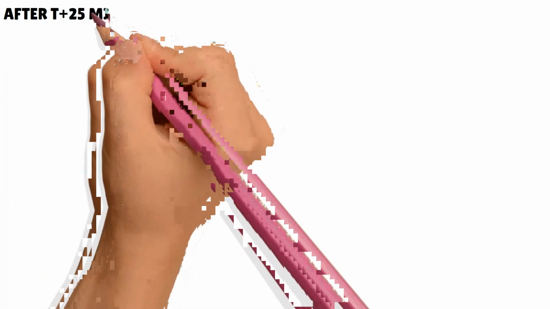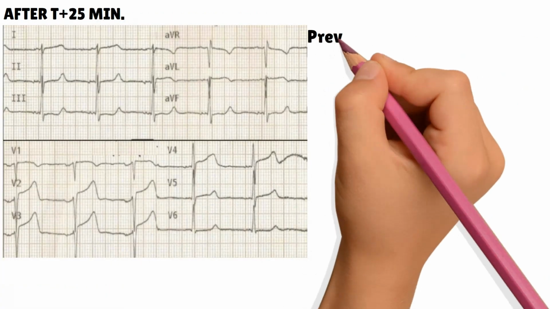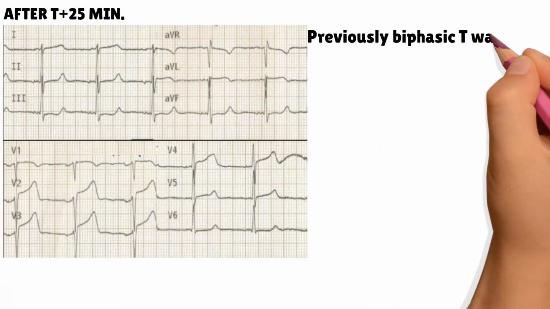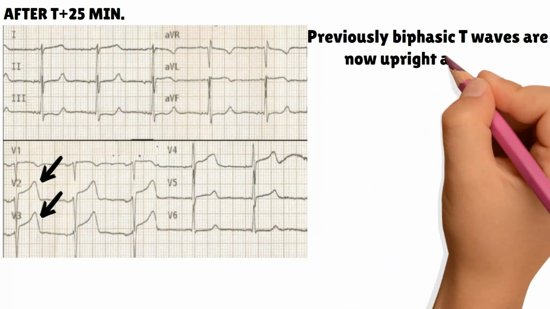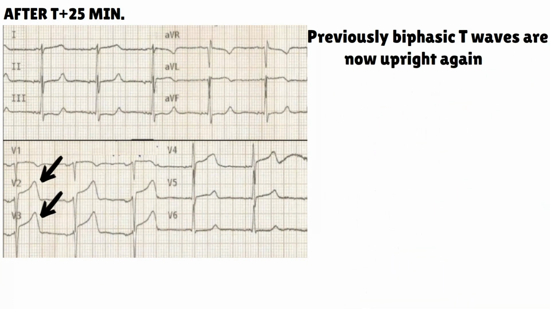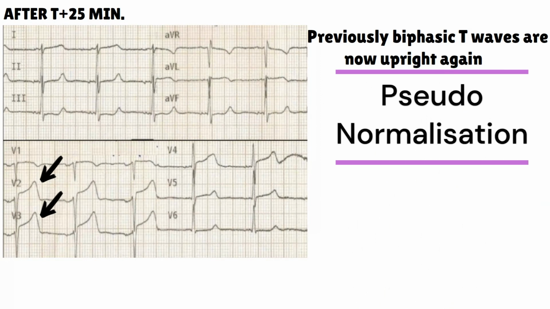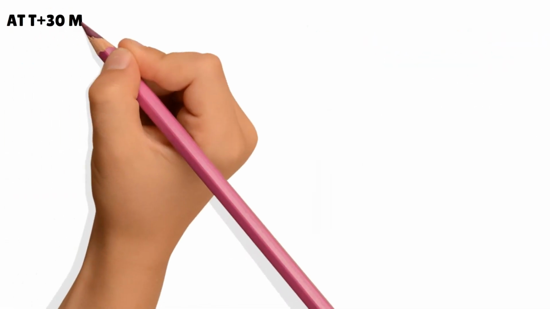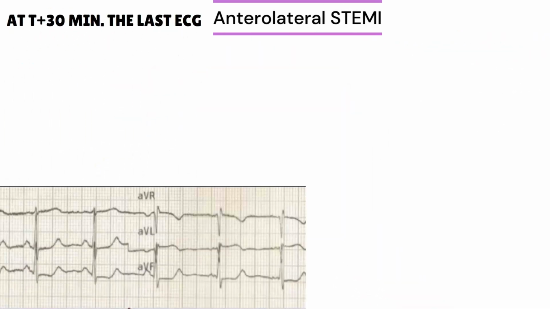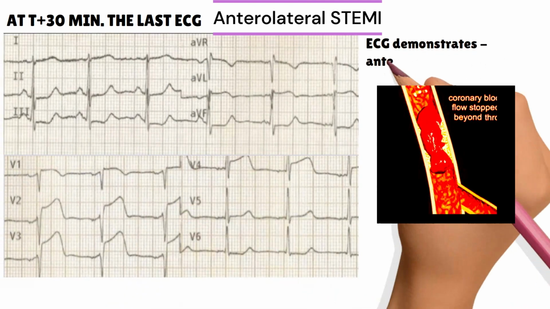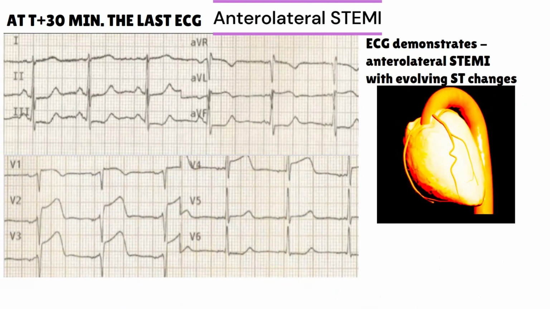Now come to the third ECG. In the third ECG, the previously biphasic T waves are now upright again. So this phenomenon which we have noticed here is referred to as pseudonormalisation and is a marker of reocclusion of the affected artery. Now let's come to the last ECG. The ECG demonstrates an anterolateral ST elevation MI with evolving ST changes.